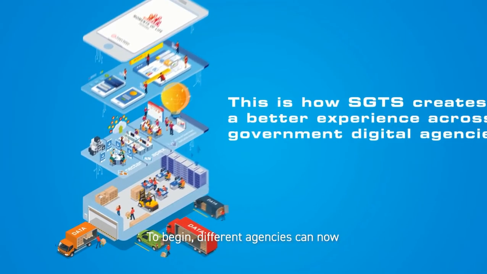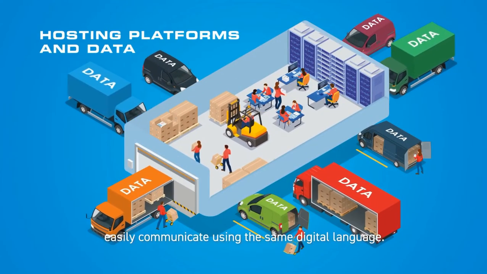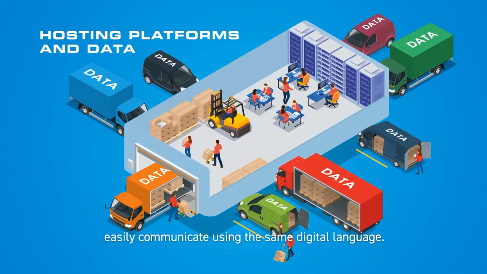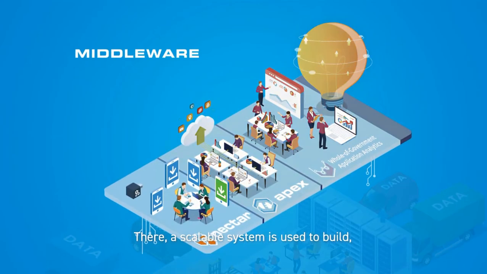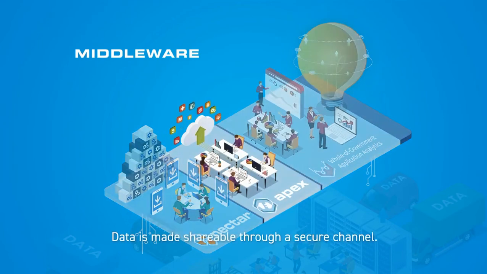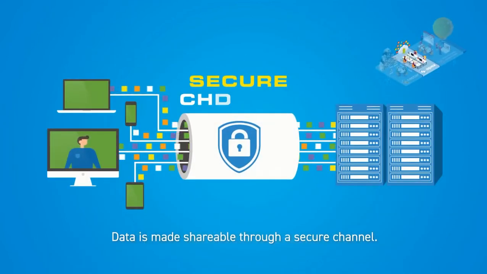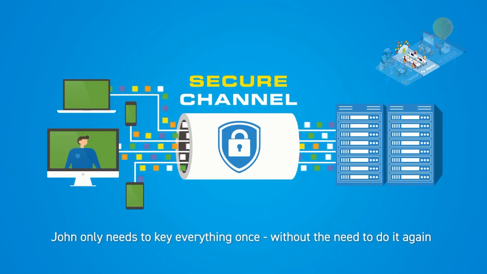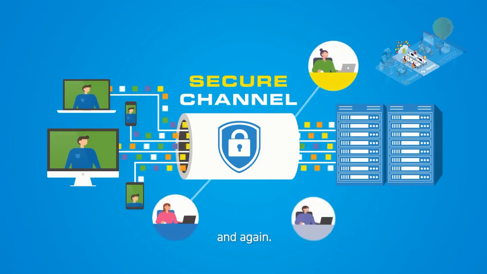To begin, different agencies can now easily communicate using the same digital language. There, a scalable system is used to build, run, and manage apps. Data is made shareable through a secure channel. John only needs to key everything once, without the need to do it again, and again, and again.